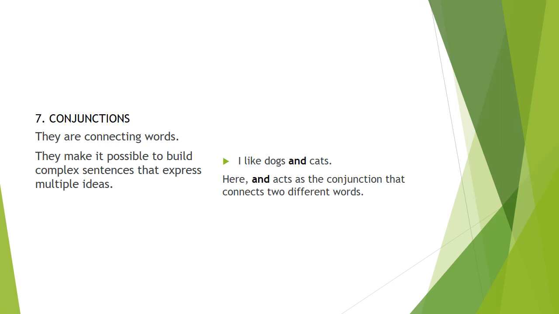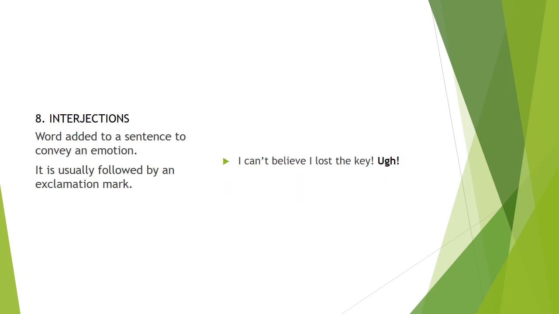The next part of speech is the conjunction. From the word conjunction itself, we come to know that it means connecting words. They are the connecting words. They make it possible to build complex sentences that express multiple ideas. For example, in the sentence, "I like dogs and cats," and acts as the conjunction that connects two different words, dogs as well as cats.